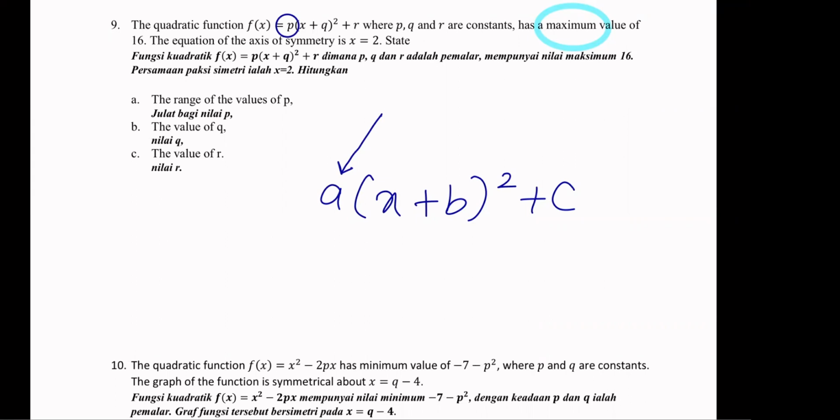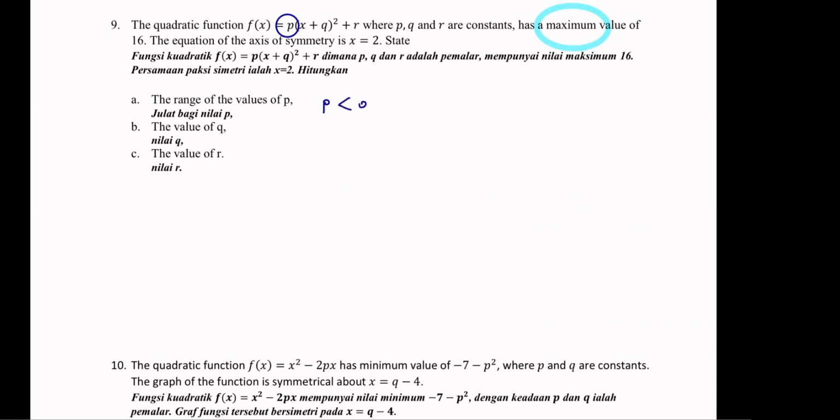Now this one is a maximum graph. So for a maximum graph, the value of P should be negative, right? What is negative? Less than 0. Yes, done. Thank you. Habislah, P less than 0. Okay, done. Good. So that's your A. Okay, we go for B.